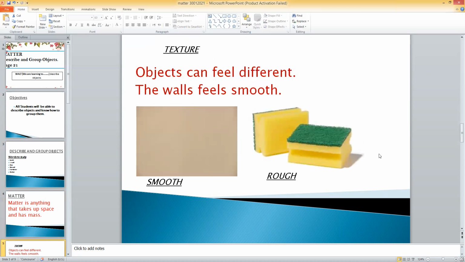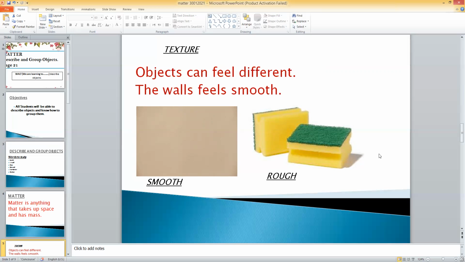So today we're looking at texture. Like I said, how can we describe our objects? Last week we talked about color, shape, and size. Today we're talking about texture. How does something feel? Objects can feel differently.